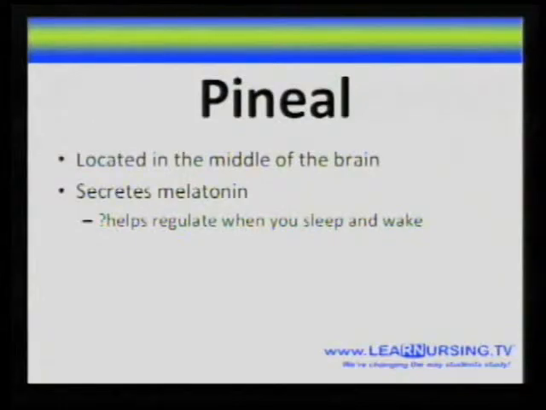This one's in the middle of the brain and it secretes melatonin. We're not really good at knowing exactly how this works, but it's definitely attached to your sleep, when you sleep, when you awake, and so that if you start messing around with your melatonin, you've got some other issues going on. We're not going to really look at hyperpineal or hypopineal. We're just going to touch on the gland. So you remember that this is another key player in the endocrine system.